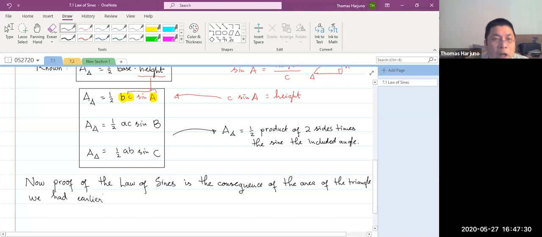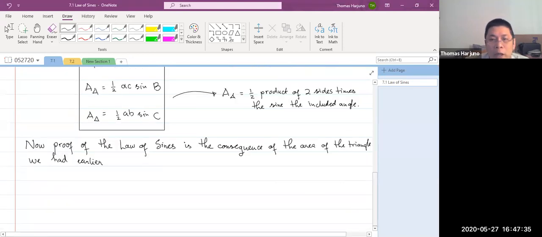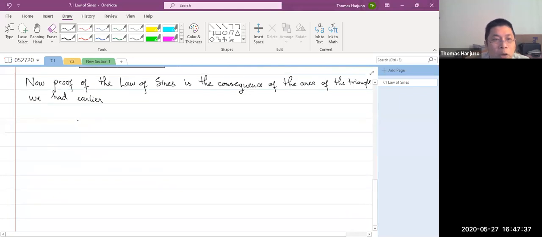Of course, there's another way to prove that, right? Okay, but the proof will actually be as the following. We know that the area of this triangle is 1/2 bc sine A, but in the same triangle, the area has to be the same. That equals 1/2 ac sine B, equals 1/2 ab sine C.